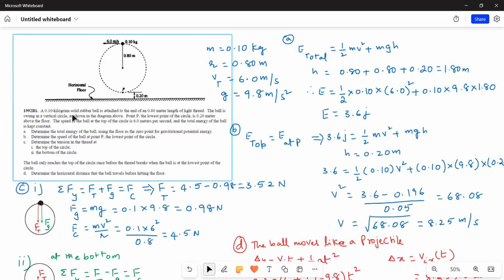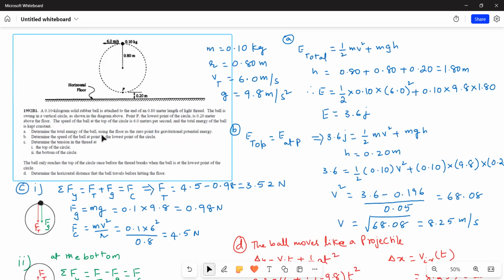A 0.1 kilogram solid rubber ball is attached to the end of a 0.8 meter length of light thread. The ball is swung in a vertical circle as shown in the diagram above. Point P, the lowest point of the circle, is 0.2 meter above the floor. The speed of the ball at the top of the circle is 6 meters per second, and the total energy of the ball is kept constant.